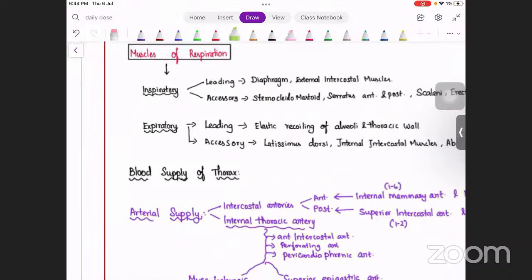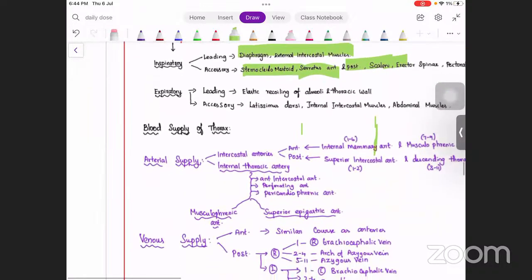Then you have the muscles of respiration. Inspiratory and expiratory muscles are there. The leading inspiratory muscles are your diaphragm and the external intercostal muscles, while the accessory inspiratory muscles are your sternocleidomastoid, serratus anterior, serratus posterior, scalenus, and erector spinae, and then you have the pectoralis major and minor. All of them are accessory inspiratory muscles, while the leading inspiratory muscles are the diaphragm and external intercostals.